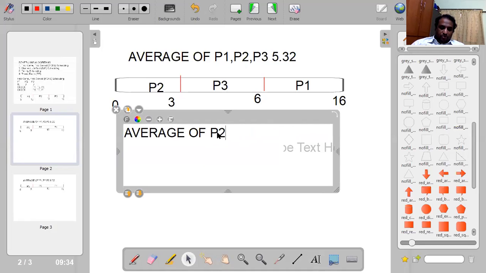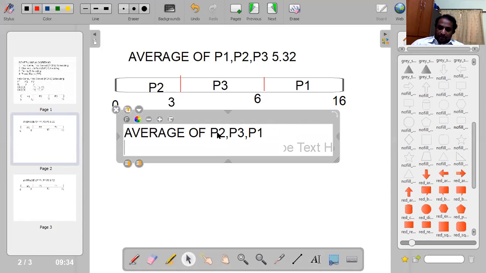What is the order? P2, P3, P1. What is the time? Three seconds. 9 by 3. 3. So 3 seconds.